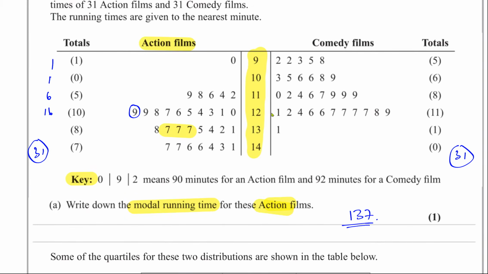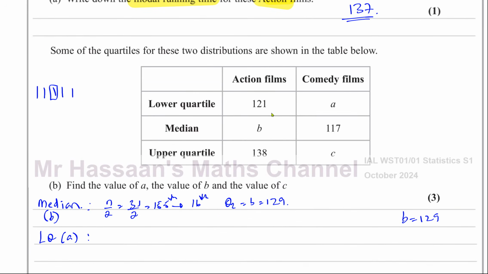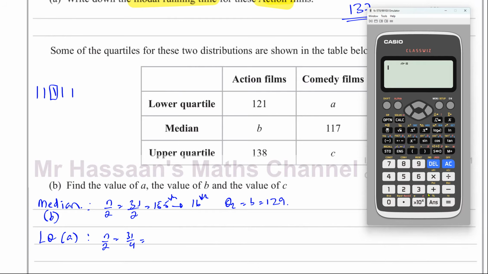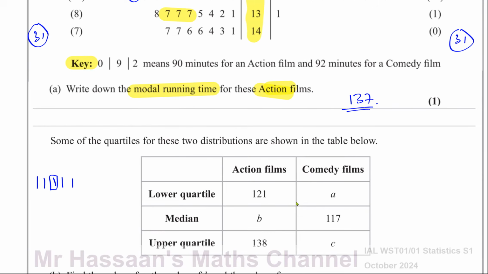Okay, so we're now looking at the comedy films, and we're looking for the lower quartile. So we take n divided by 4. n is, again, the same number 31, because both of them have 31 in them. So that's 31 divided by 4, which gives 7.75. Again, if it comes out as a decimal, we round up to the next number, that's the 8th term. So I've got to look for the 8th term.